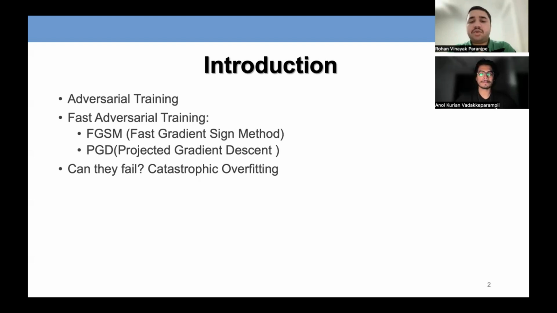Recent works have been focusing on making adversarial training computationally efficient for deep learning models. Fast gradient sign method and projected gradient descent method are such algorithms that are fast enough to be computationally efficient for deep learning models, but recent works have shown that such models are prone to catastrophic overfitting, which is a phenomenon that occurs when a model quickly loses its robustness over a single epoch of training.